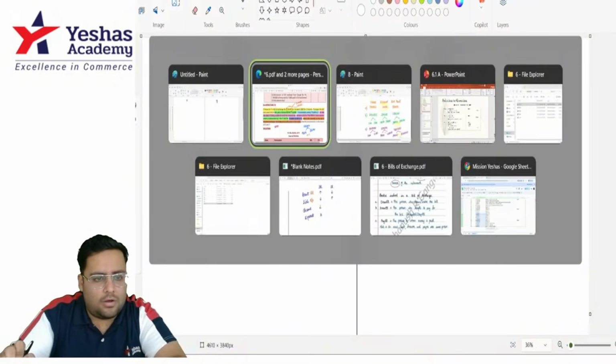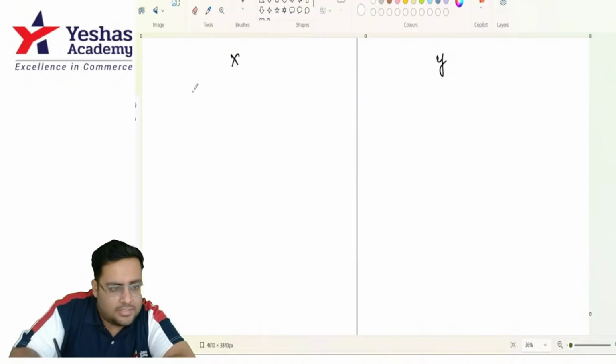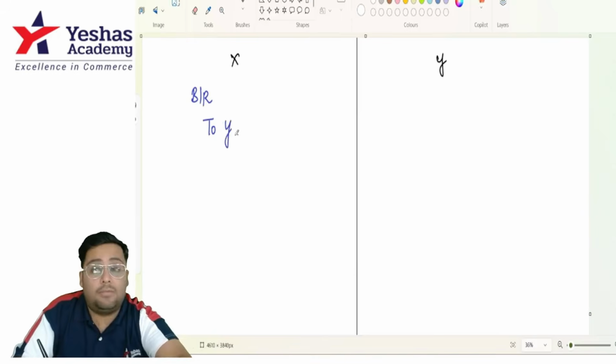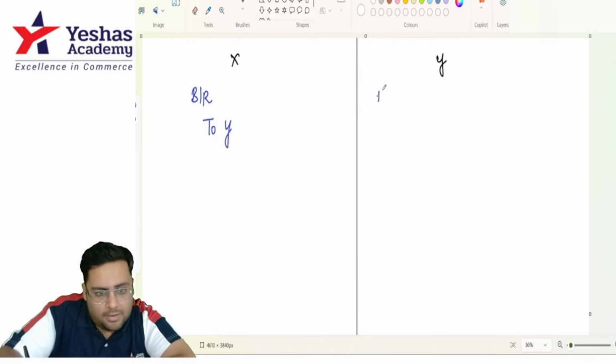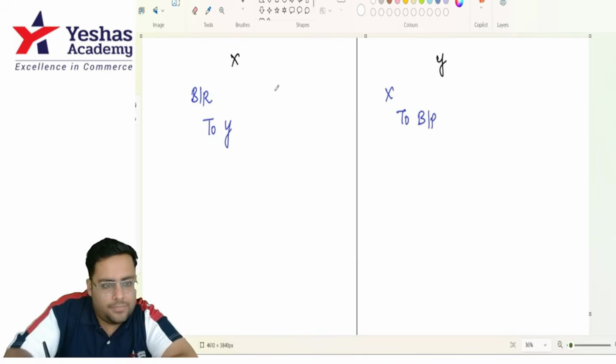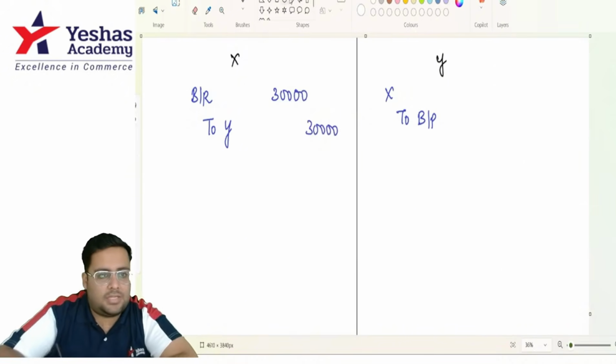What entry will I record? I go back to see X draws a bill, Y accepts the bill. In the books of X, bill receivable account debit to Y. In the books of Y, it is bill payable. So you will say X account debit to bill payable. What is the value of the bill? 30,000. Okay. Next, let's continue ahead.